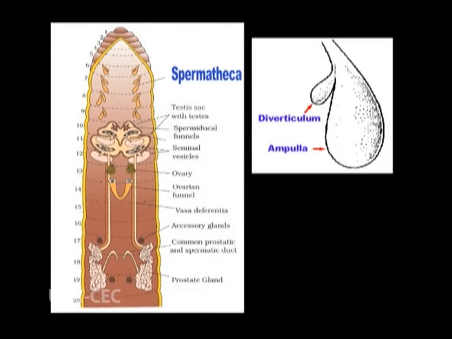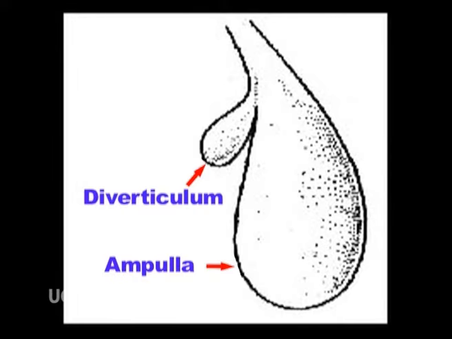Spermatheca. There are 4 pairs of spermathecae present ventrolaterally, 1 pair in each of the 6th, 7th, 8th and 9th segments. Each spermatheca has 2 parts, the ampulla and the cecum or diverticulum. The ampulla is a broad, pear-shaped body. The diverticulum is a narrow, elongated blind tube. The spermathecae receive sperms from another worm during copulation and store them in the diverticulum in Pheretima.